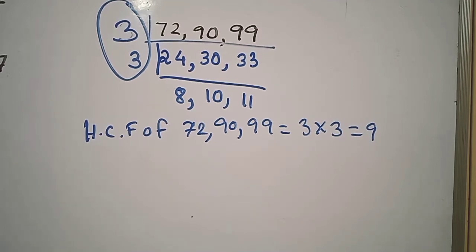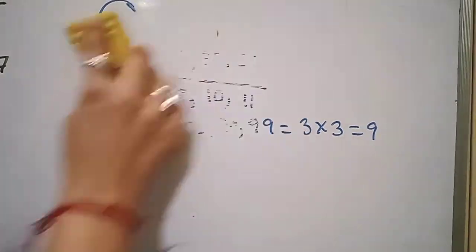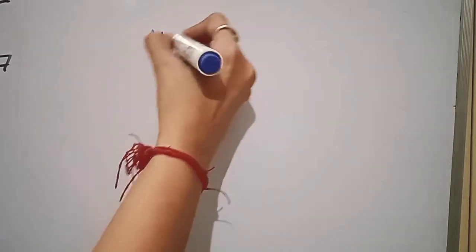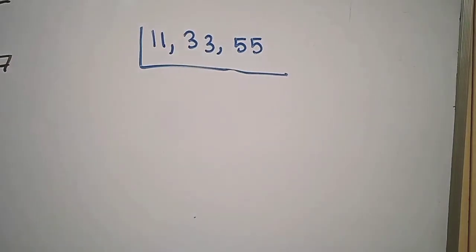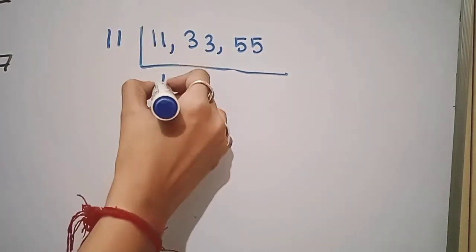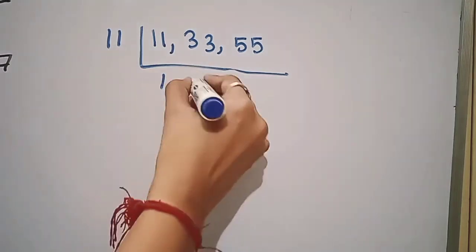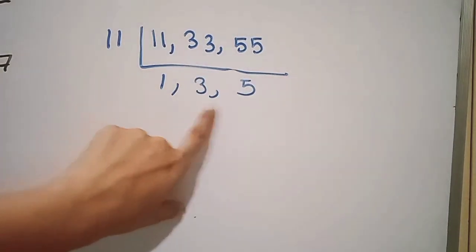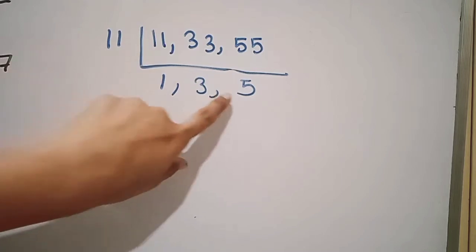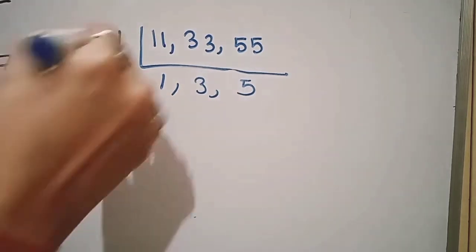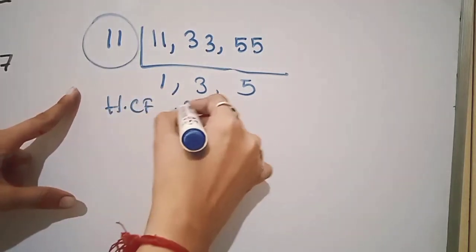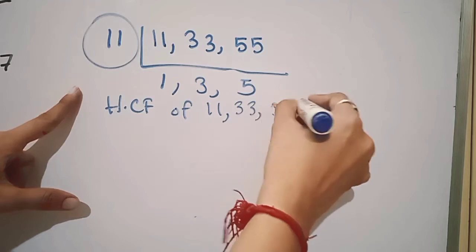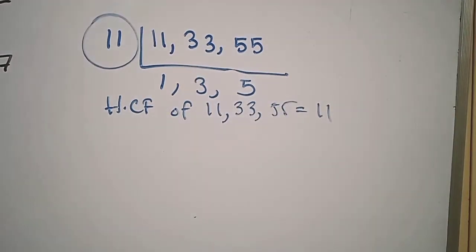The next question was 11, 33 and 55. There also I can use this method, because it will be very easy, as I know that 33 and 55 are multiples of 11. So I will divide these numbers by 11. 11 threes are 33, 11 fives are 55. I cannot divide these numbers again, so 11 will be my HCF. The HCF of 11, 33 and 55 is 11.